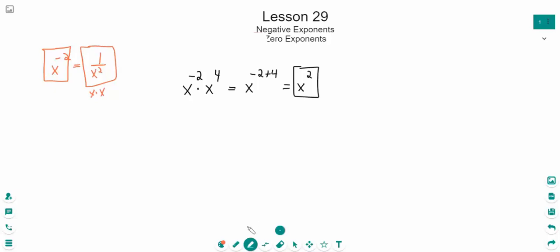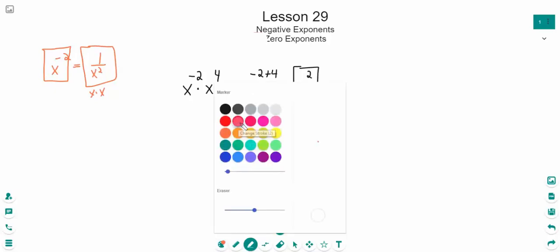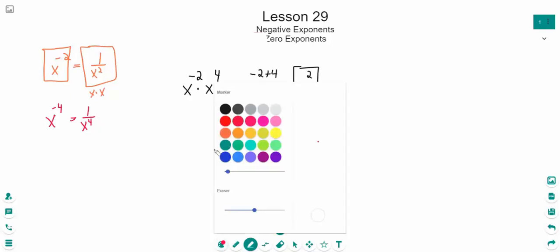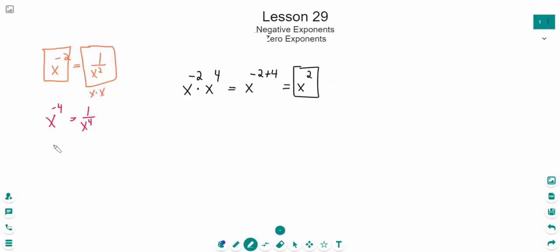Alright, so maybe another example might be x to the negative 4. Well, what is that? What does that represent? Well, the answer is it represents 1 over x to the 4th. Okay, now let's really get complicated. What happens if I have something that looks like this? What happens if I have 1 over x to the negative 2? Alright, I have a negative exponent in the denominator of a fraction.